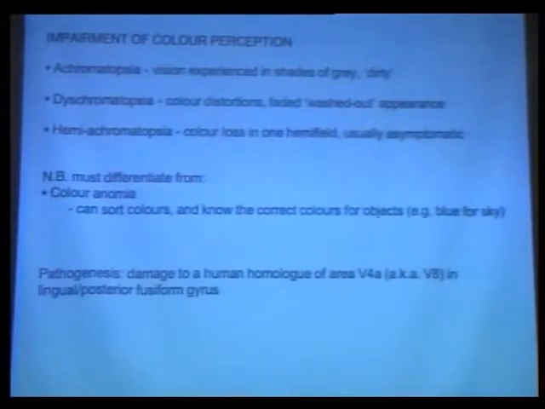That's different from an achromatopsic, who has a lot of difficulty sorting colors and may not be able to take the color crayons and color in the drawings correctly. Now, the pathogenesis of achromatopsia is related to damage to a human homologue of area V4A or area V8 in monkeys. And where that amounts to in human beings is the lingual and posterior fusiform gyrus. I'll show you an example of that later.